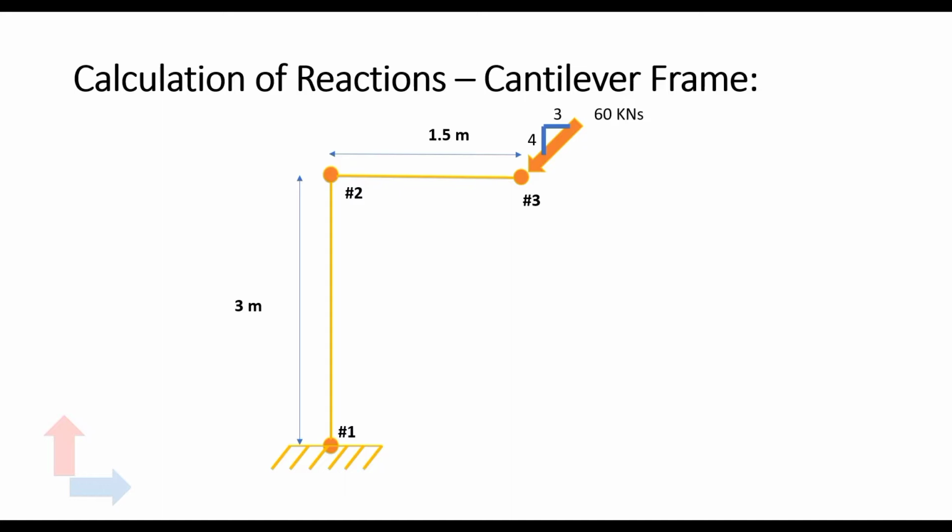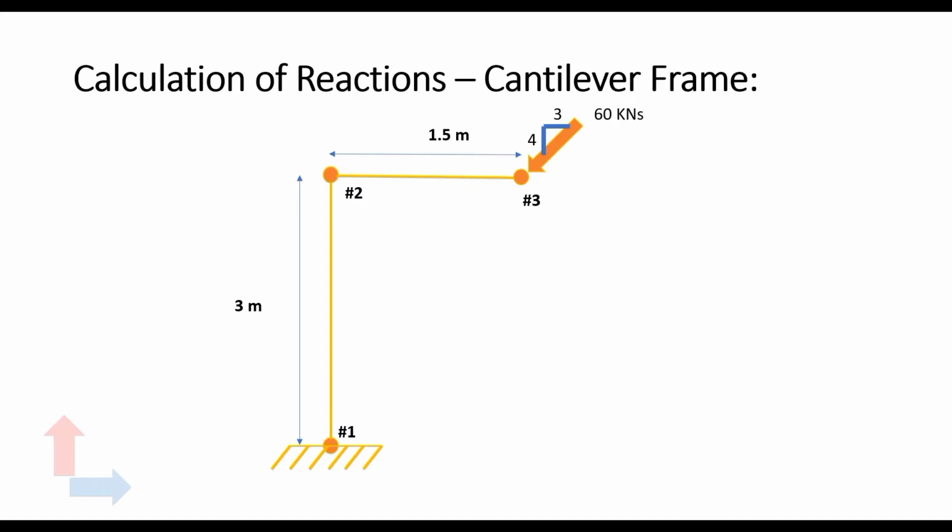A fixed support would mean that this node number 1, as you see on the screen, would be incapable of both translations and rotations in the plane. If you want to know more about fixed supports, you can look into the session, the link of which is appearing on the screen right now, where I have discussed the characteristics of a fixed support.